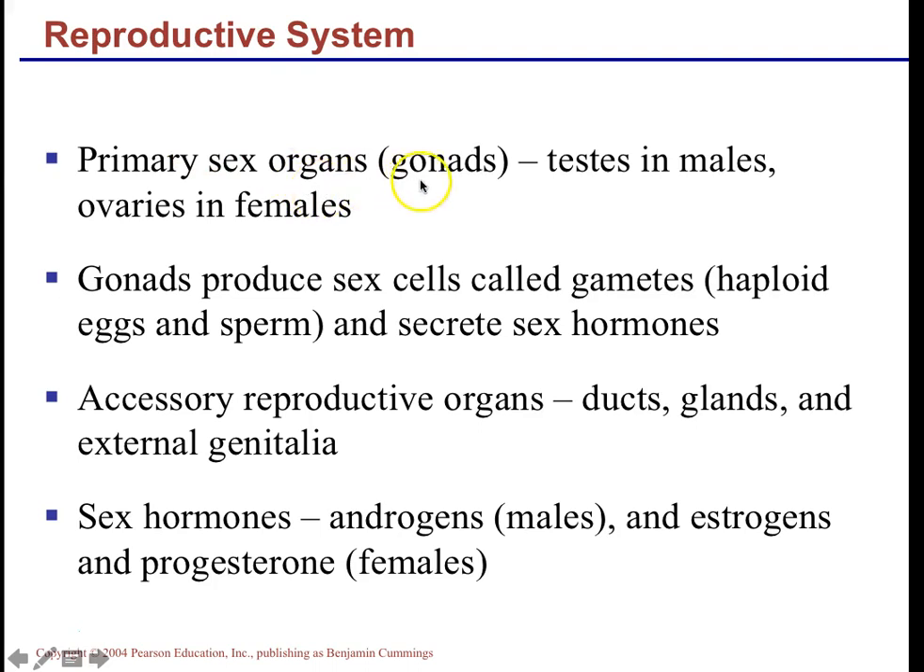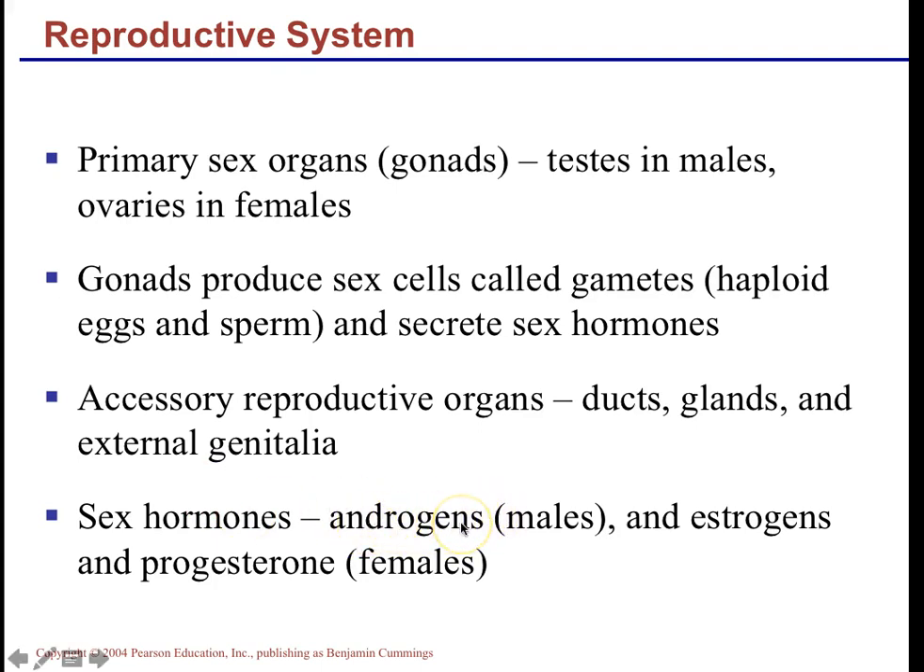So you have your primary sex organs. That's going to be called your gonads, your testes in a male, ovaries in a female. Gonads produce sex cells called gametes. They are haploid eggs, haploid sperm. They can secrete sex hormones, more about that later. You have your major testes and ovaries, and then you have accessory reproductive organs like ducts like fallopian tubes or vas deferens, glands like the prostate gland, and external genitalia like the penis. And also sex hormones, which we'll talk about when we talk about how to make sperm, how to make eggs.